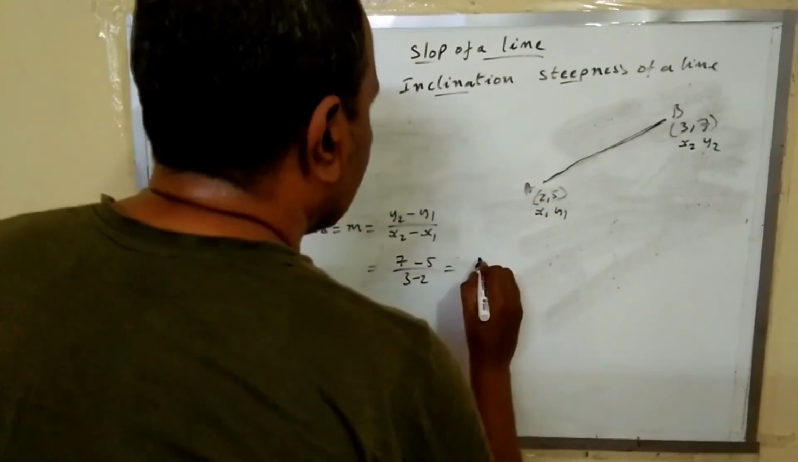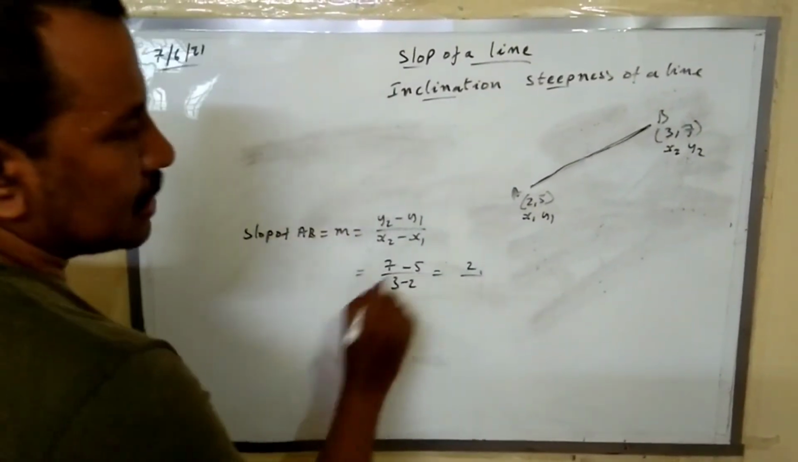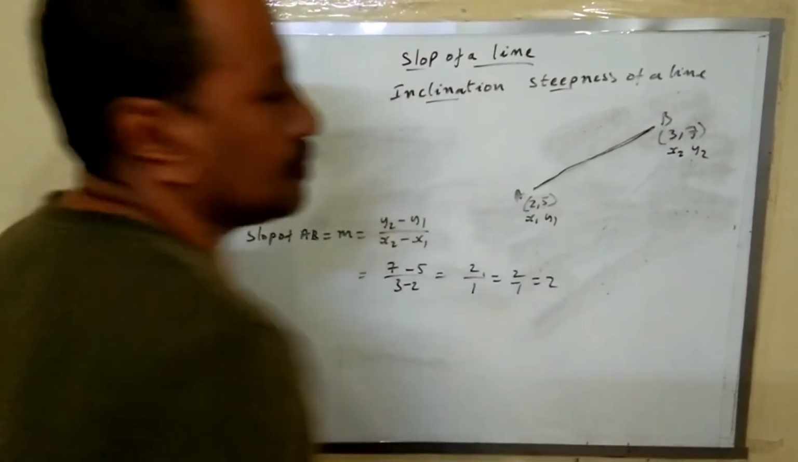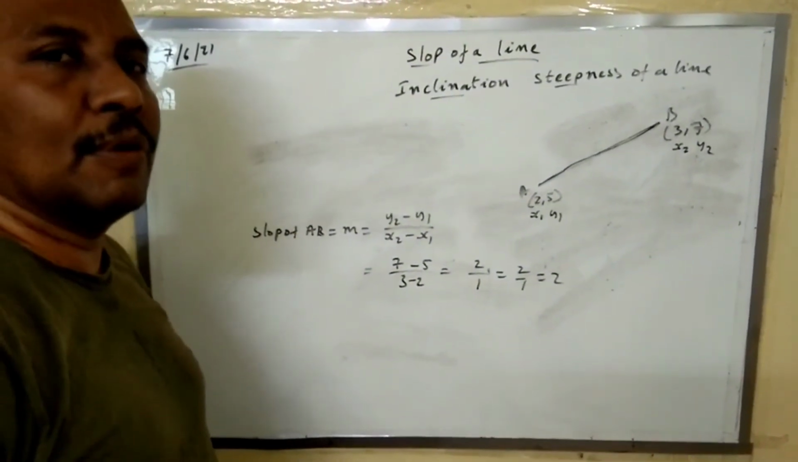7 minus 5 is 2. 3 minus 2 is 1. So 2 by 1, which is equal to 2. So like that we have to find the slope of a line.